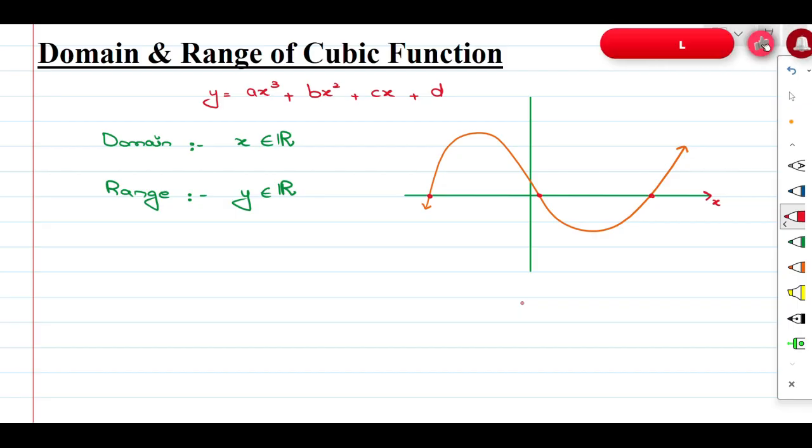We have done the domain and range of the linear function and the quadratic function in the previous video, and I hope you understand how to figure out the domain and range of the linear, quadratic, and cubic functions. Polynomial of degree 1, degree 2, and degree 3. This is a polynomial of degree 3. So we have done the domain and range of a polynomial of degree 1, which is a linear function, a polynomial of degree 2, the quadratic function, and a polynomial of degree 3, which is a cubic function. So I hope you get the domain and range of the cubic function.